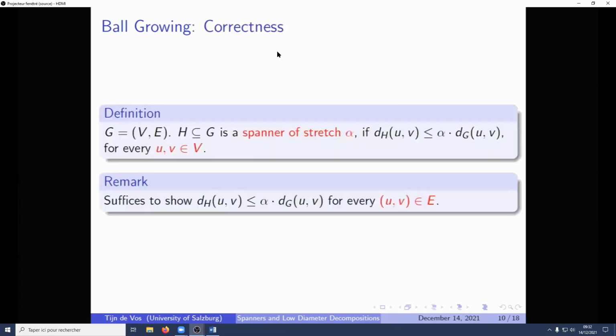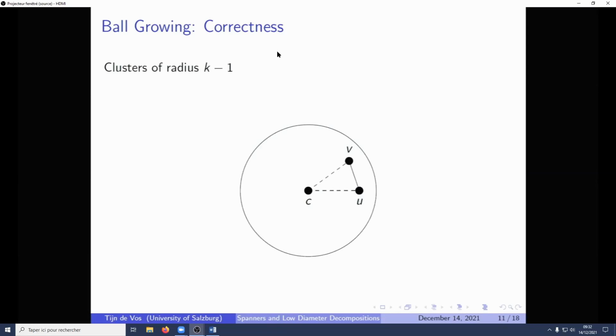In more detail, I first need a slight remark that it suffices to show the property we want only for the edges. This is not very hard to see, because if you have a shortest path in the original graph, you can apply the triangle inequality to get it for each edge, and then apply the definition where you have it only for the edges. So this is not too hard. Okay, so let's look at an edge UV.